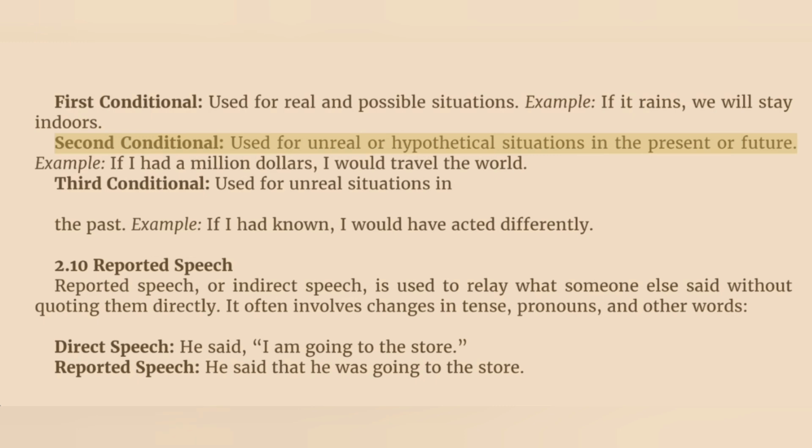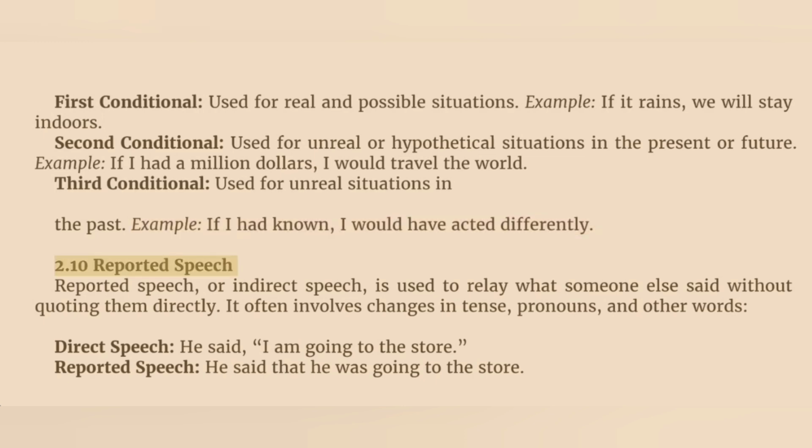Second conditional. Used for unreal or hypothetical situations in the present or future. Example: if I had $1 million, I would travel the world. Third conditional. Used for unreal situations in the past. Example: if I had known, I would have acted differently.